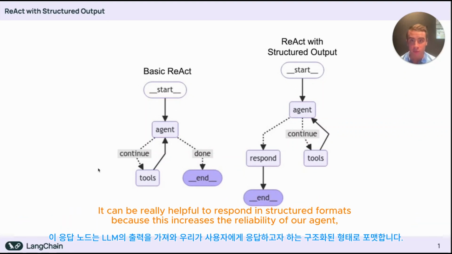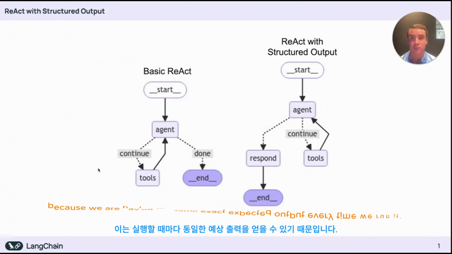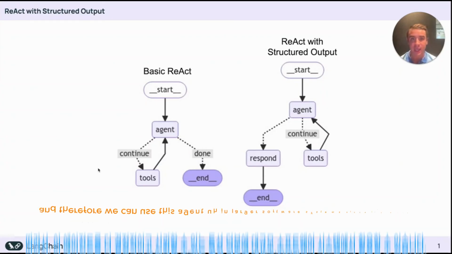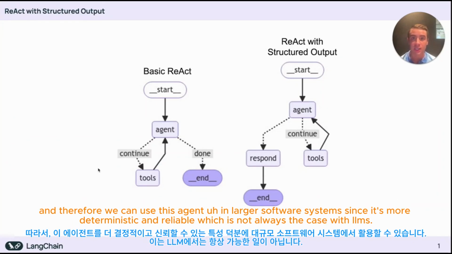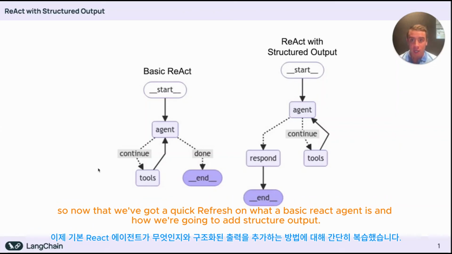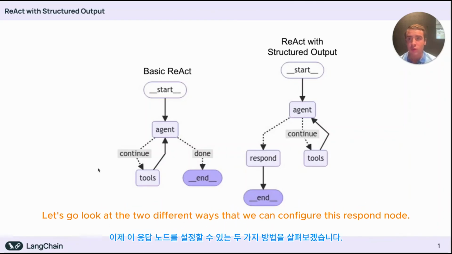It can be really helpful to respond in structured formats because this increases the reliability of our agent. We have the same exact expected output every time we run it, and therefore we can use this agent in larger software systems, since it's more deterministic and reliable, which is not always the case with LLMs. So now that we've got a quick refresher on what a basic React agent is and how we're going to add structured output, let's look at the two different ways that we can configure this respond node.